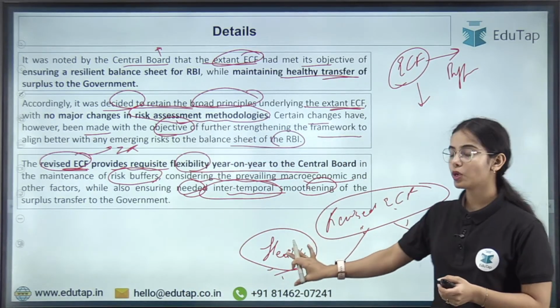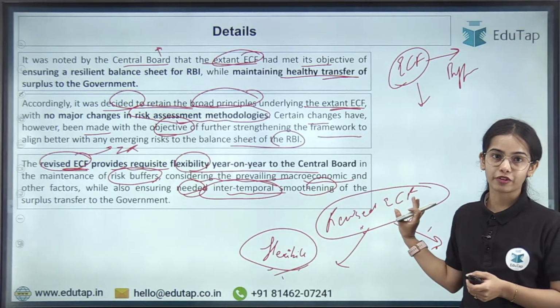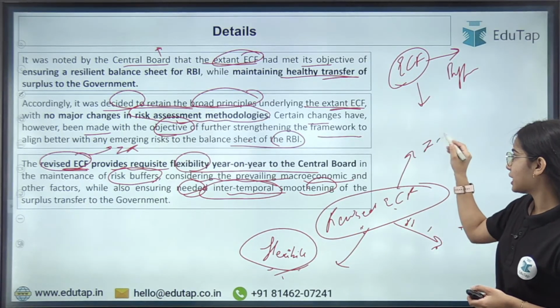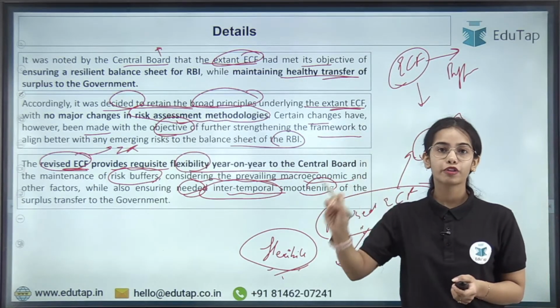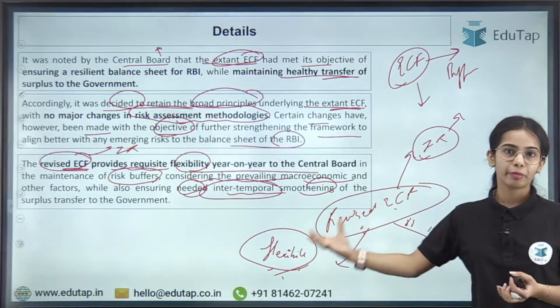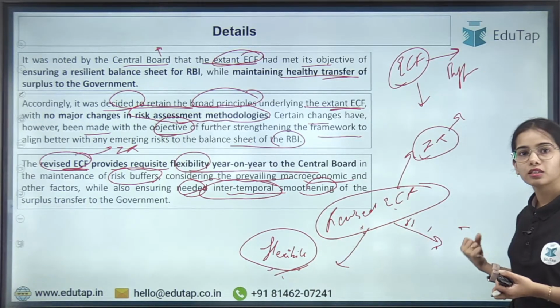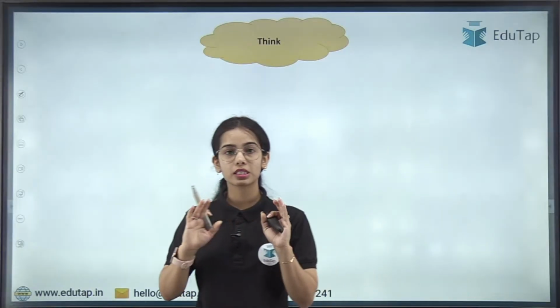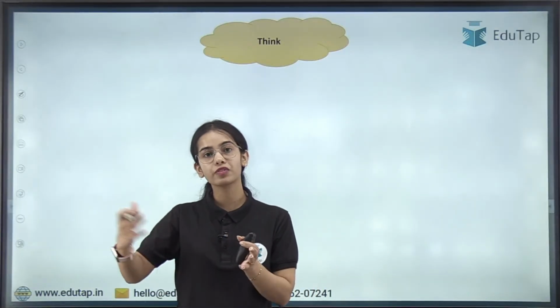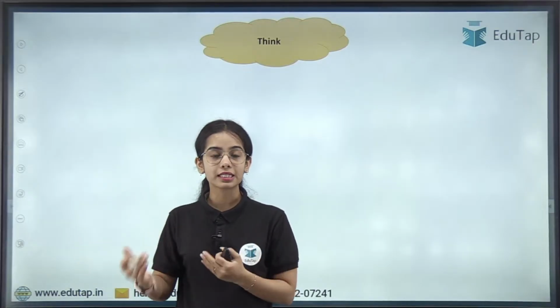So these are the dual objectives of the revised economic capital framework that was revised as per the internal review of the Reserve Bank of India, approved on May 15th, 2025. So, maintain the flexibility in the buffers and smooth transfer of the surplus to the government of India. This is the first part that we have discussed. Now we will go forward with the data points and understand them.